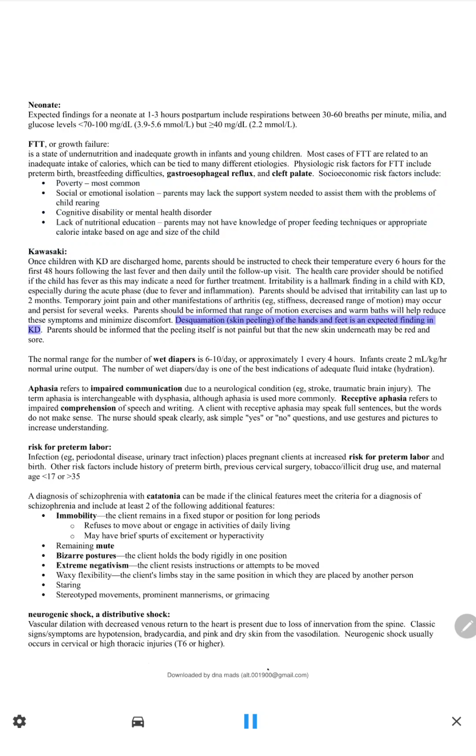Desquamation (skin peeling) of the hands and feet is an expected finding in KD. Parents should be informed that the peeling itself is not painful but that the new skin underneath may be red and sore.